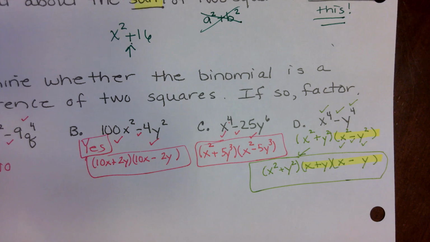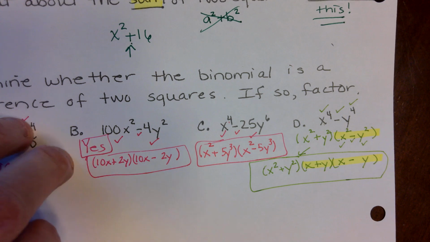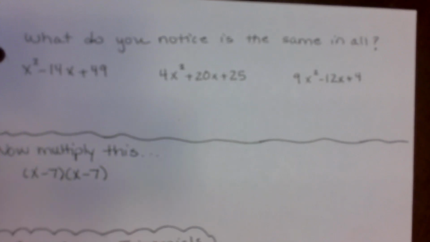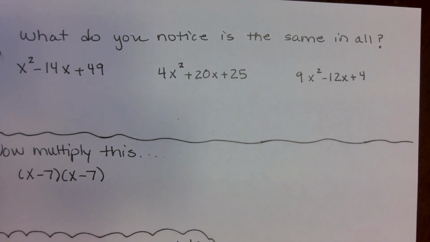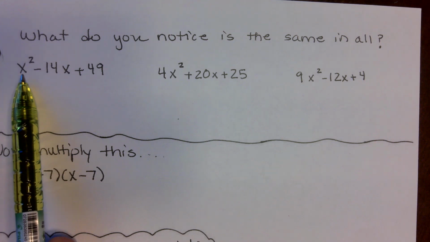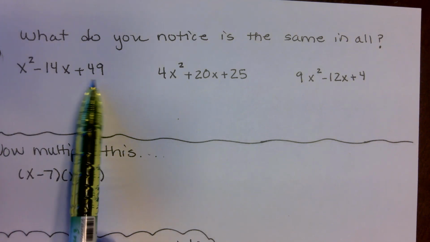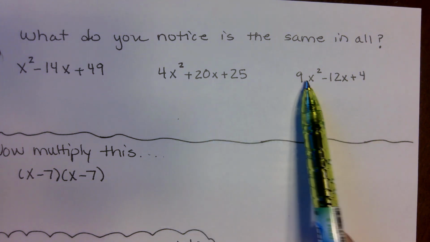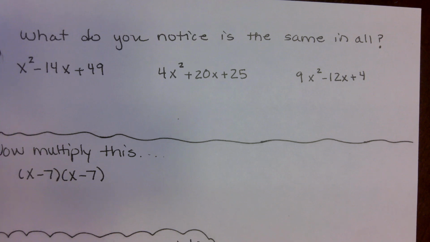All right, so now we are going to turn the page to another type of special factoring. And that is right here. Again, what do you notice is the same in all? Do you notice any perfect squares in there? I do. Perfect square, perfect square. So the first and the last, perfect square, perfect square. First and the last again.